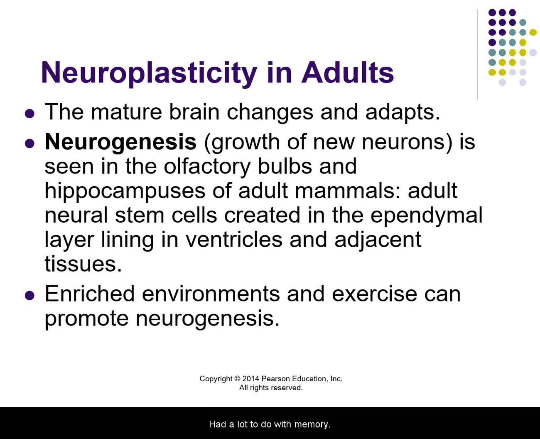Okay, so let's go back to that real quick. Hippocampus had a lot to do with memory, right? And then in the olfactory bulbs, we were talking about the olfaction sense or sense of smell, right? Adult neural stem cells created in the epidermal layer lining in ventricles and adjacent tissues. Okay, so primarily where we see this neurogenesis is going to be hippocampus and olfactory bulbs.